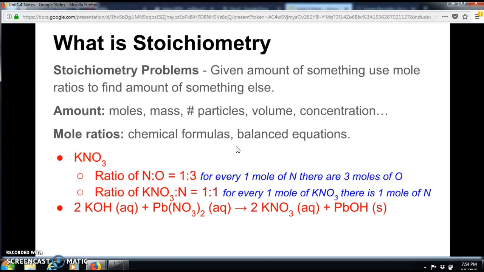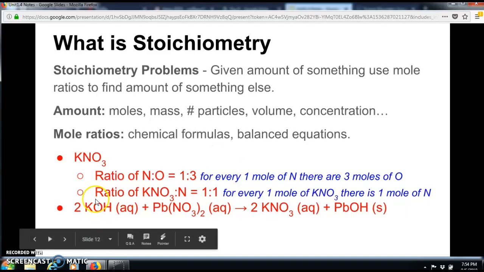You can also find molar ratios in balanced chemical equations, and those in this case will come from the coefficients. So here we have a double displacement reaction, which is potassium hydroxide reacting with lead nitrate. And we can tell from the coefficients that there's a 2-to-1 ratio of potassium hydroxide to lead nitrate.